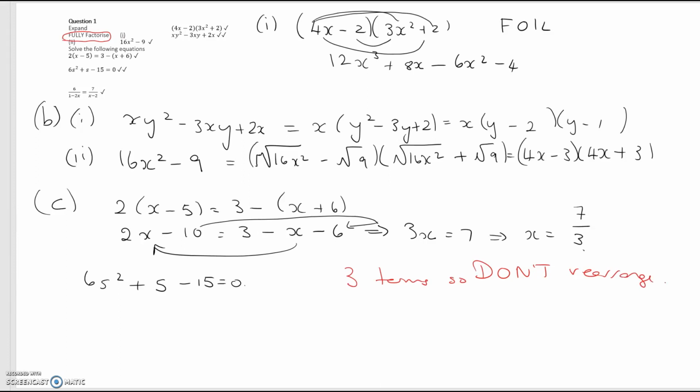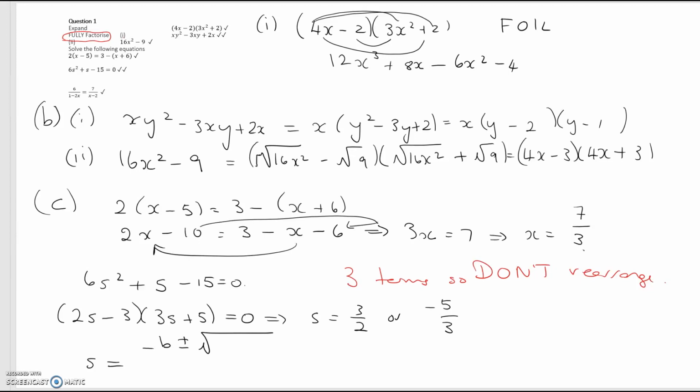So the only thing we can do is either factorize or use the quadratic formula. I'm going to factorize because it does. And then that tells us that s equals 3 over 2 or negative 5 over 3. Otherwise you'd use the quadratic formula and you would get the same answers.